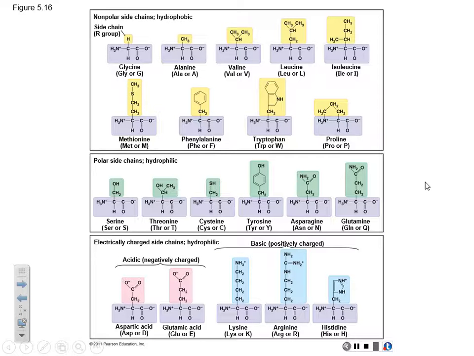There are 4 different classes, 4 different kinds of amino acids because of the differences in their R groups. There are amino acids. Here, I'm going to rattle them off. I'm going to count them for you on my fingers here. There are 4 different classes of amino acids. There are the non-polar or the hydrophobic amino acids, right? There are the polar amino acids, hydrophilic.